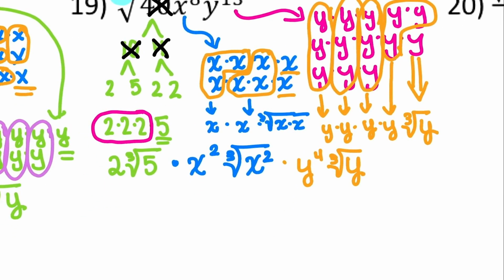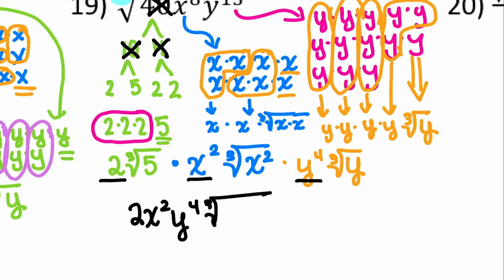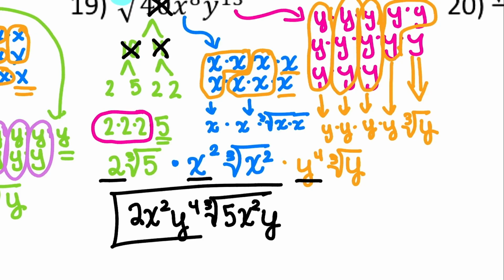Now similarly, we are going to write all of our outer terms together, multiplied together, which is going to be 2x squared y to the 4th times the cube root of 5x squared y. And that's our final answer.